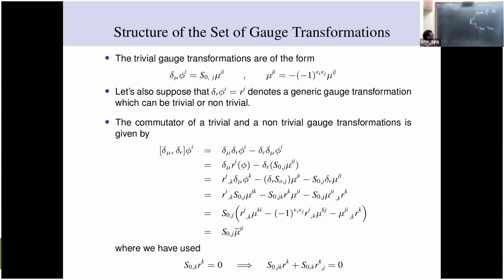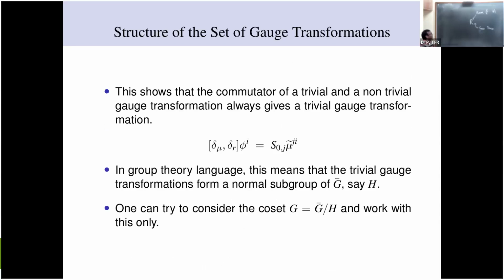So what we find is that since this commutator of trivial and some generic gauge transformation is proportional to trivial gauge transformation, in group theory language it means that trivial gauge transformations form a normal subgroup of all gauge transformations G bar. Let's say it is H. If you have a normal subgroup, then at finite level it means that some G inverse belongs to H, and if you work out its infinitesimal form, this is what you will get.